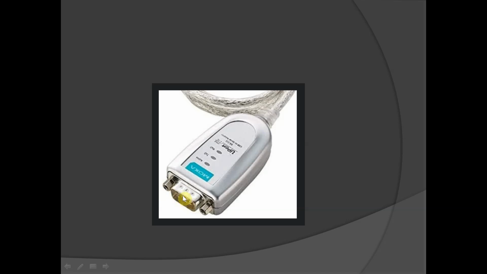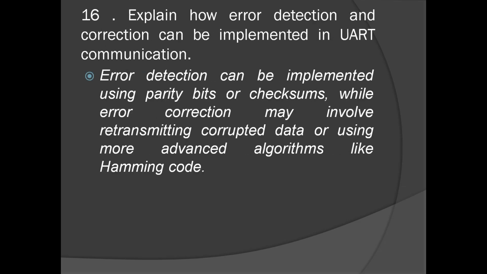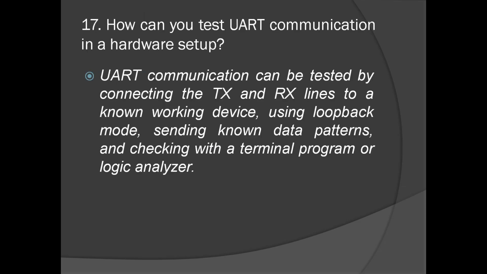Okay, when you send the signal, you can again receive it and you will check it in the console. So like this, using the loop back mode, you can check it. Okay, so this is one of the examples. Okay, is this clear? So is this clear, how to check, how to test that UART communication?